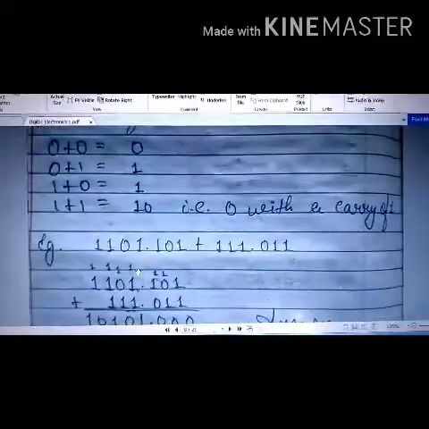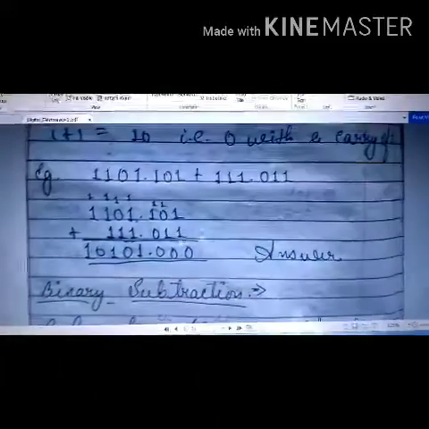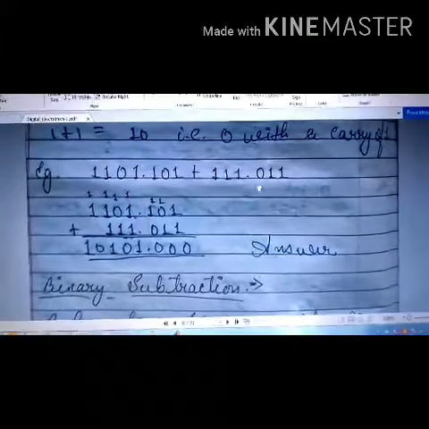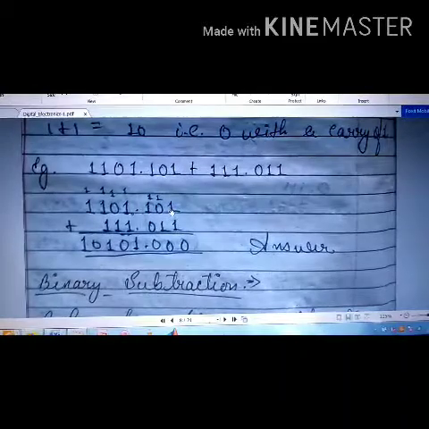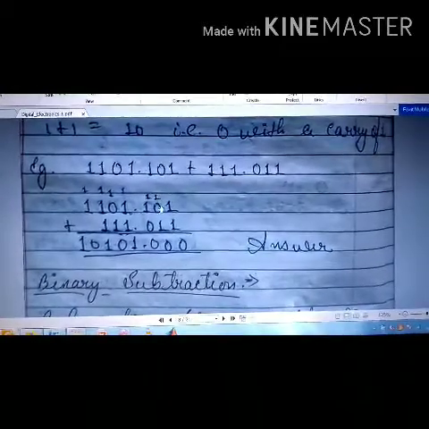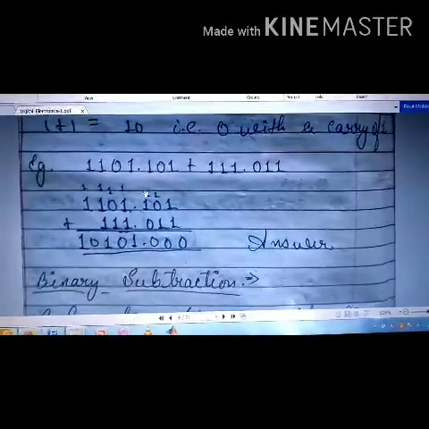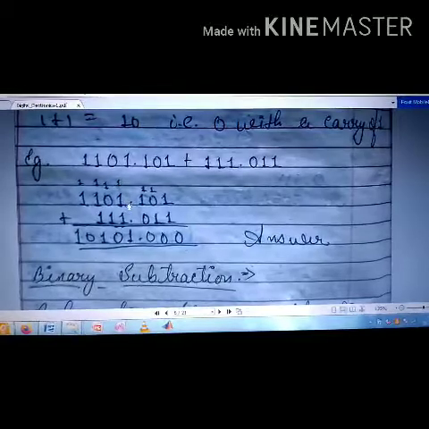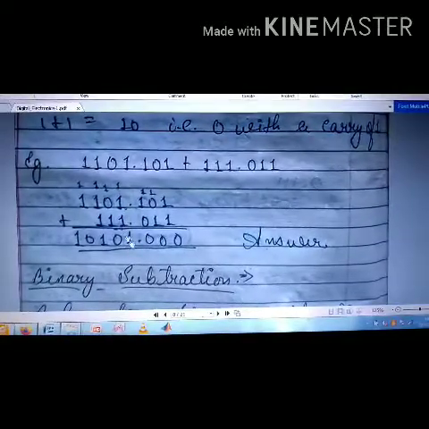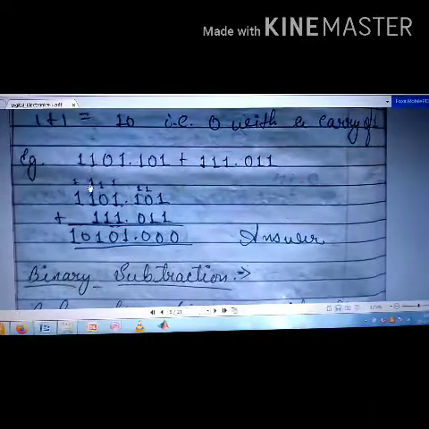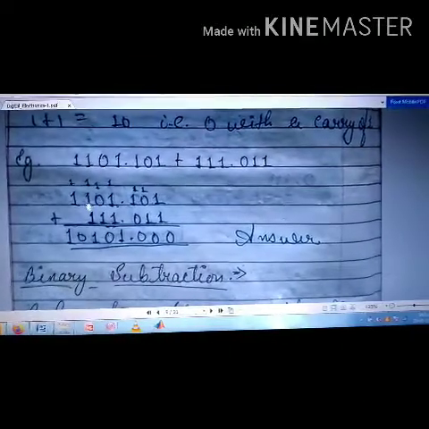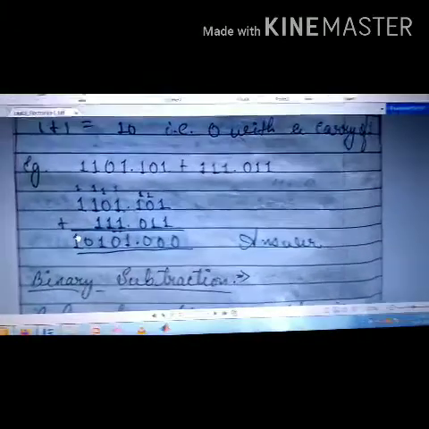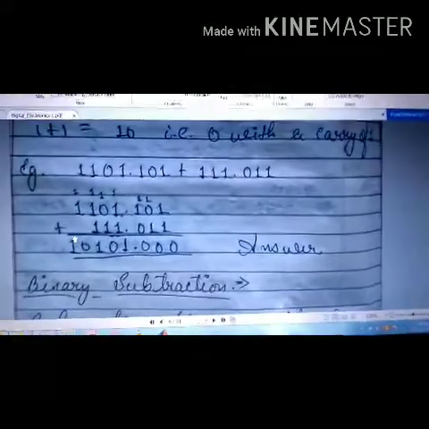So if I add these two numbers, we will look here. 1101.101 plus 111.011. If I add these, I will get 1 plus 1 is 0 and 1 carry. Now again, 1 plus 0 plus 1 is 0 and 1 carry. 1 plus 1 is 0 and 1 carry. Now 1 plus 1 is 0, and 1 carry. Now 0 plus 1 is 1. 1 plus 1 is 0 and 1 carry. So 1 plus 1 is 0 and 1 carry here. Now 0 plus 1 is 1. And I will get 1 plus 1, that is 0 and 1 carry. In this way binary addition is carried out.